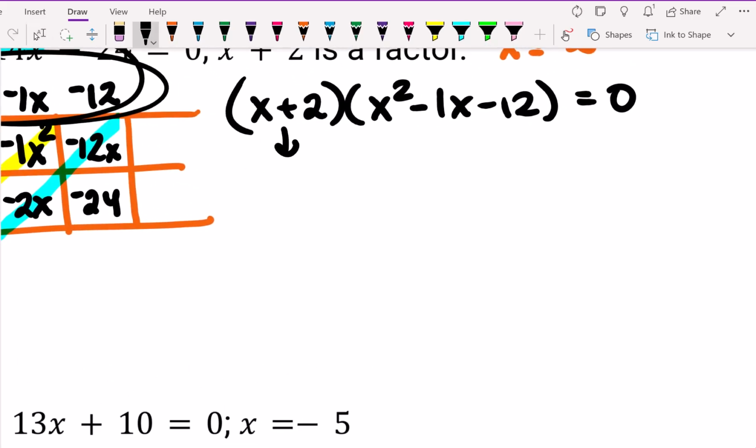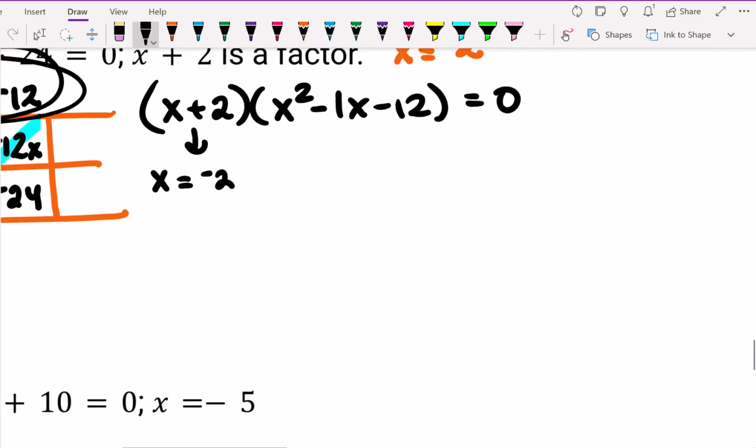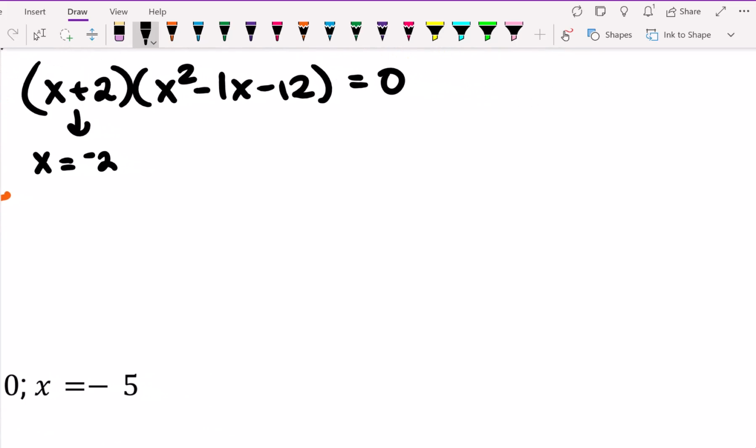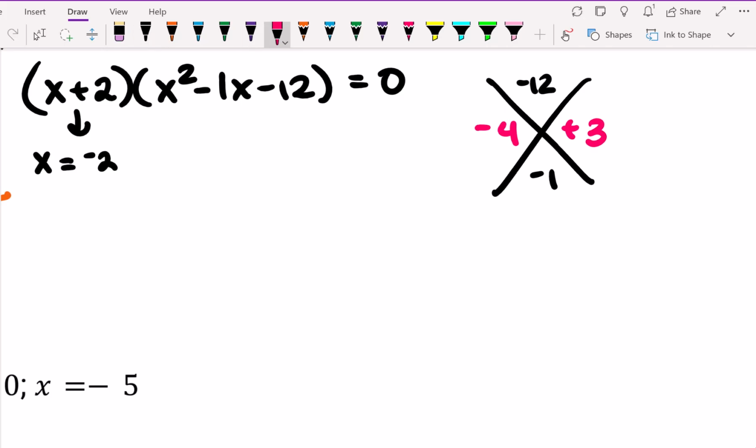Now I already know that that's going to wind up being -2, okay? But the problem is that this isn't broken down enough for me to find the solution. So I need to factor this again. I'm going to factor it using the x because it's a trinomial. So the factors of negative 12 that add up to be negative 1, that's going to be negative 4 and positive 3. If you want to do the box method, that's fine.